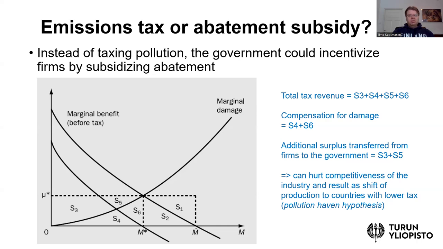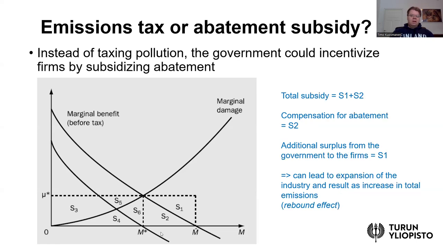So another possibility to achieve the same result would be, instead of taxing the producers, to subsidize abatement. Suppose that originally these producers are emitting this M hat without any tax. They continue to emit until marginal benefit is equal to zero.